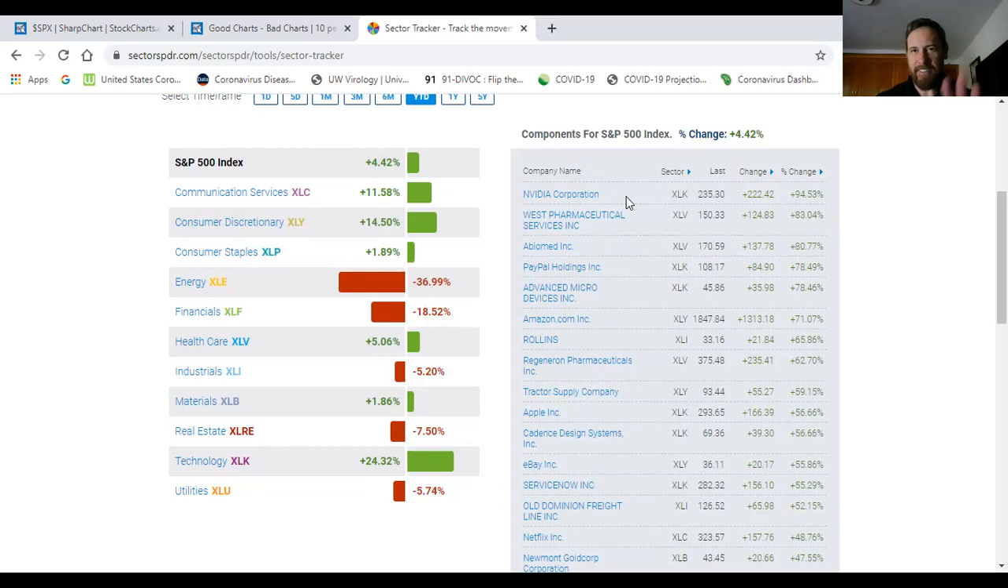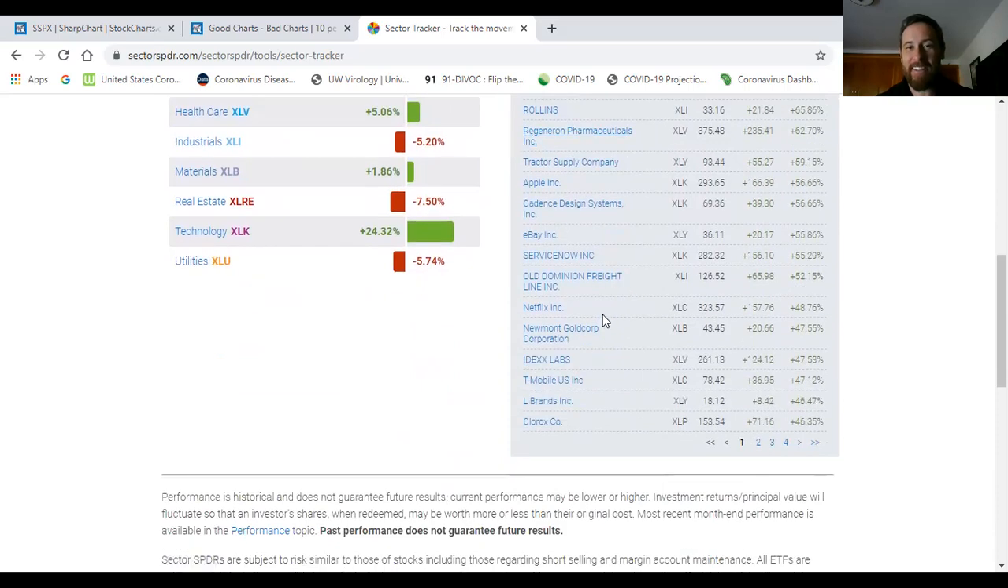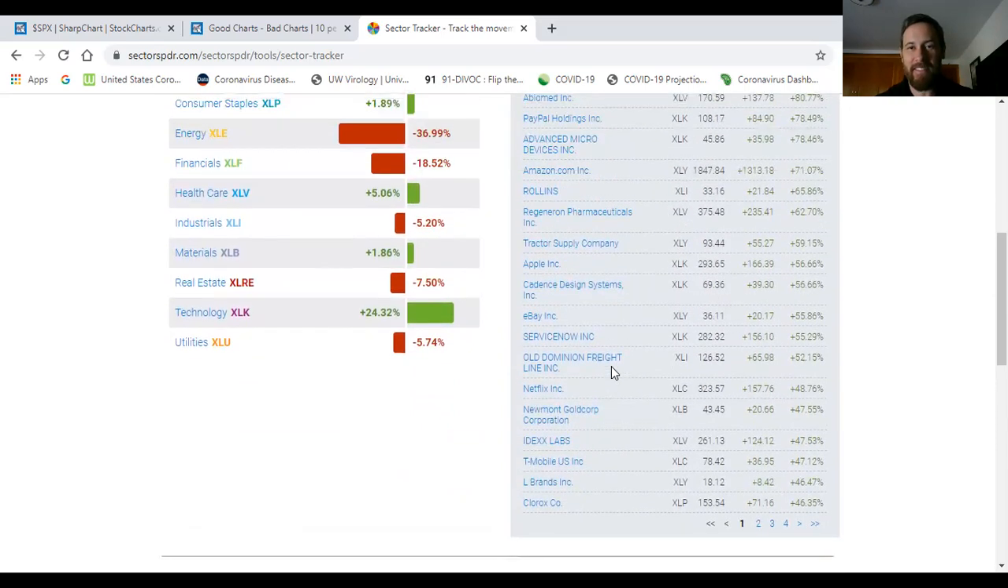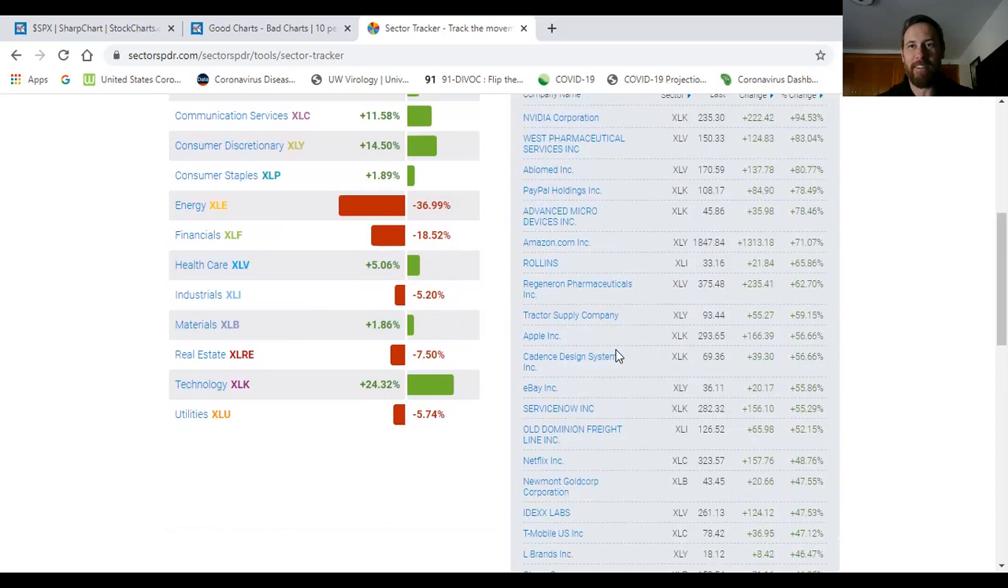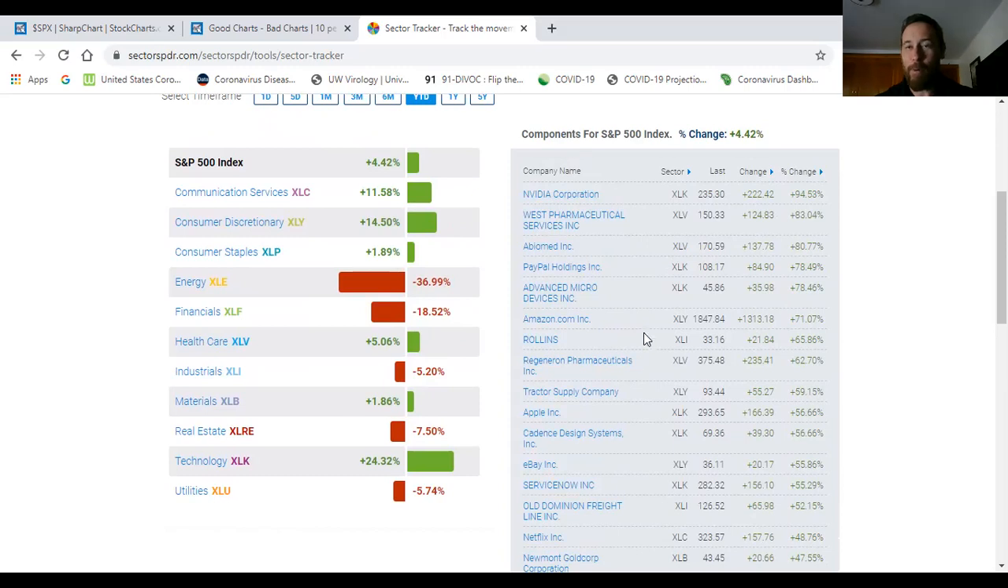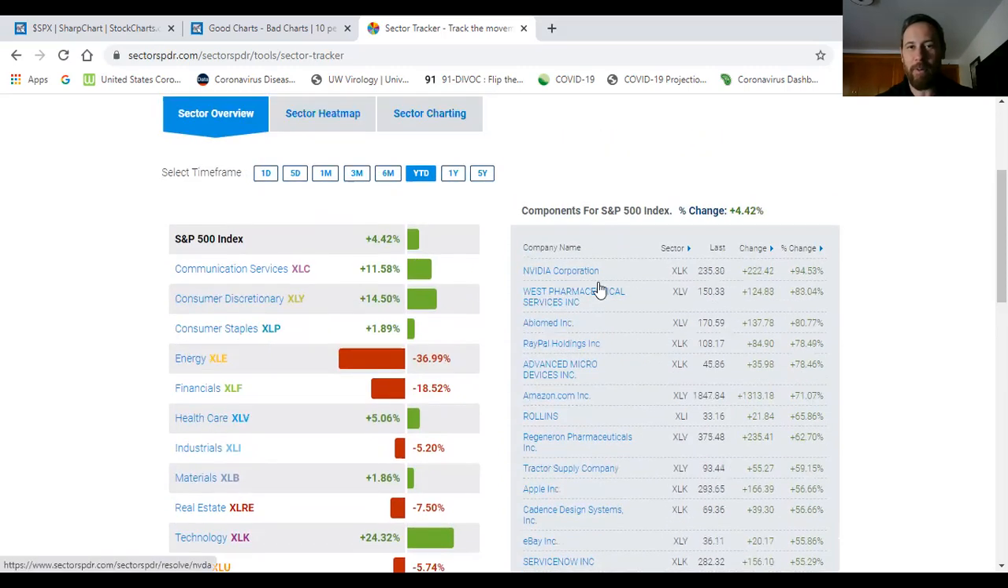On the right-hand side, you've got a list of the biggest appreciation stocks over the time frame. This is year to date, and so you can see NVIDIA here is up 94% for the year. West Pharmaceuticals, PayPal, and it's basically everything on this list is in an enormous bull market and is basically hitting all-time new highs. There's a lot of momentum here. So again, if you're a momentum hunter, this is a fantastic place to start.